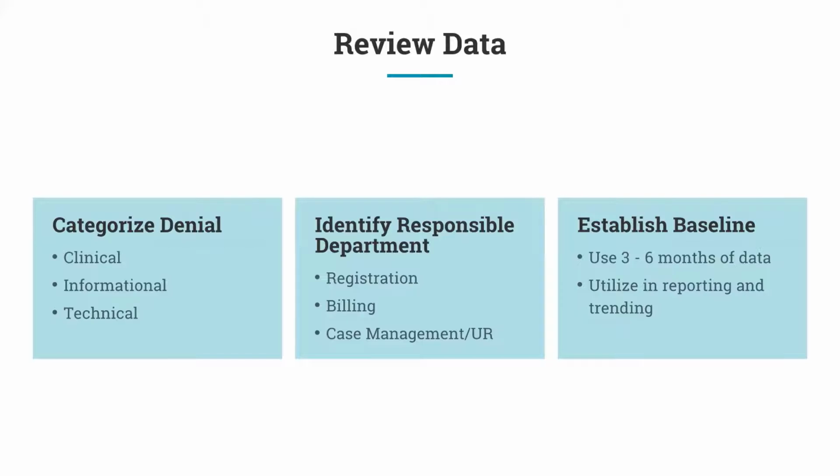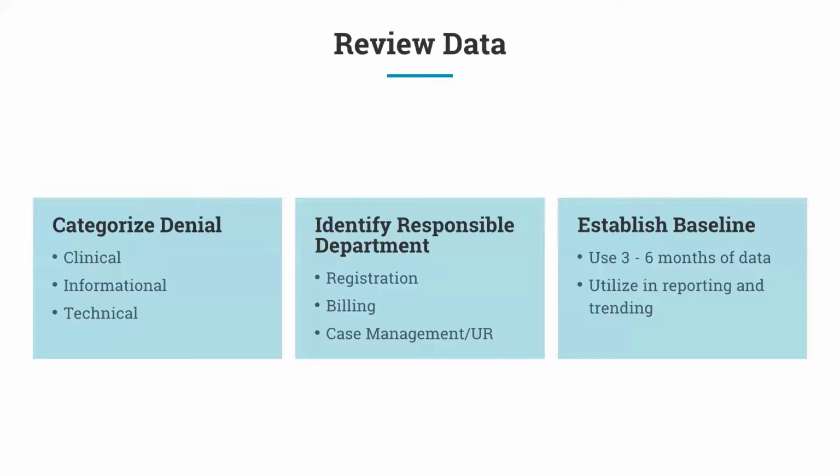After you've classified your denials, you're going to want to go in and identify the responsible party. So we're going to go ahead and identify these. And these could be very different in your facility depending on what your structure is. So we have departments like registration and billing, case management, utilization review. You have the charge master and HIM, so various departments on that. So once you've categorized your denials and you've identified the department, now you're ready to establish your baseline.